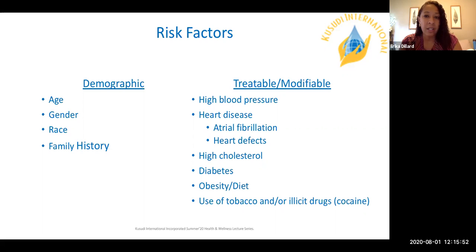In terms of gender, at younger ages, men have a higher propensity for stroke. But once you hit over 55 or so, that evens out equally between men and women. But of note, women typically have worse outcomes and mortality rates from stroke. So that's definitely something to remember.